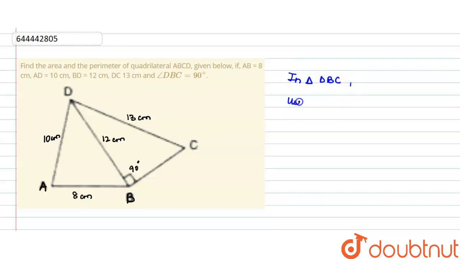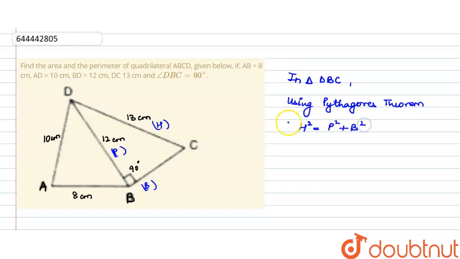So using Pythagoras theorem, in this when we use Pythagoras theorem in a right angle triangle, the sides with the right angle are known as perpendicular. So this is basically our perpendicular, this is our base, and this is our hypotenuse. So using Pythagoras theorem, hypotenuse square is equals to perpendicular square plus base square. Now we know the value of hypotenuse and perpendicular, we need to find the value of base.